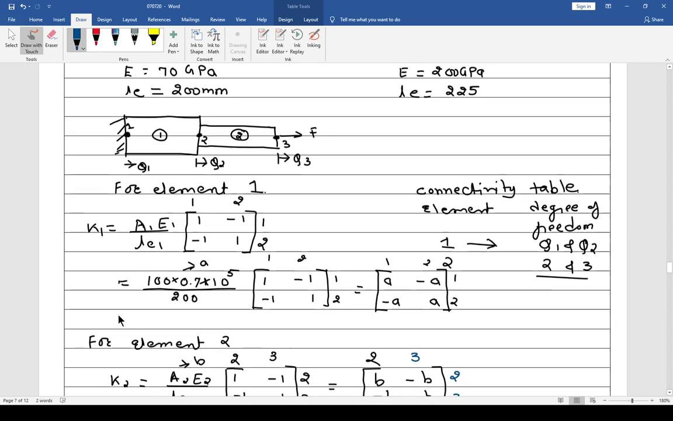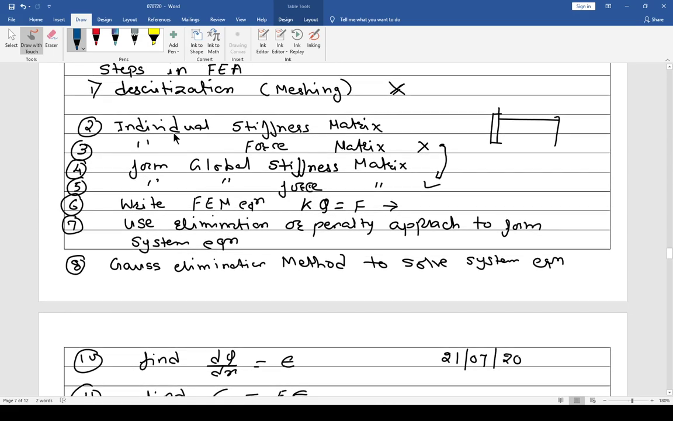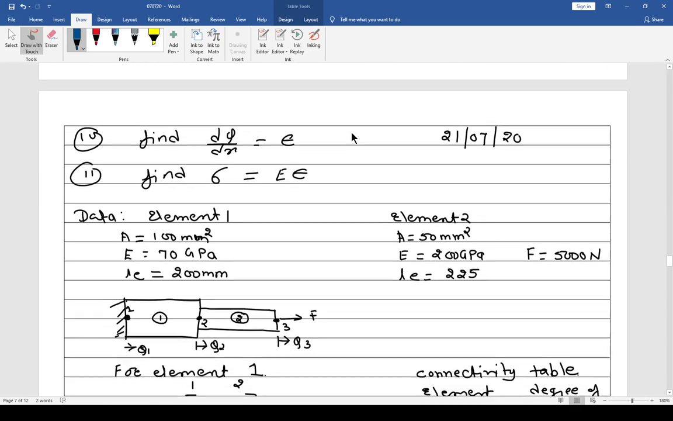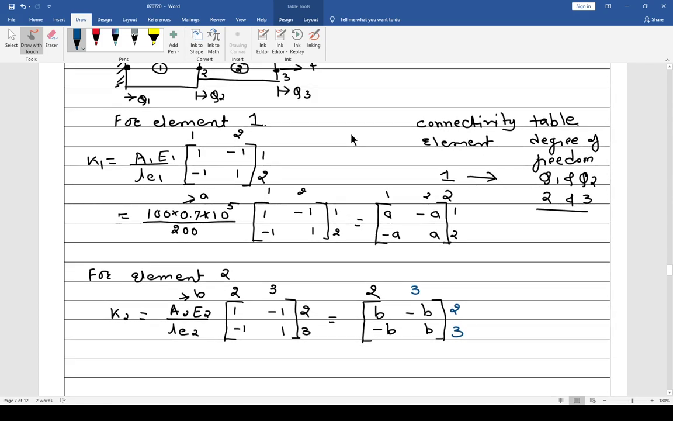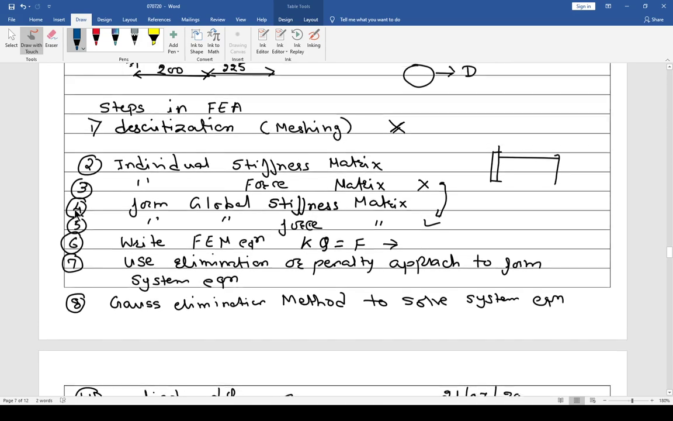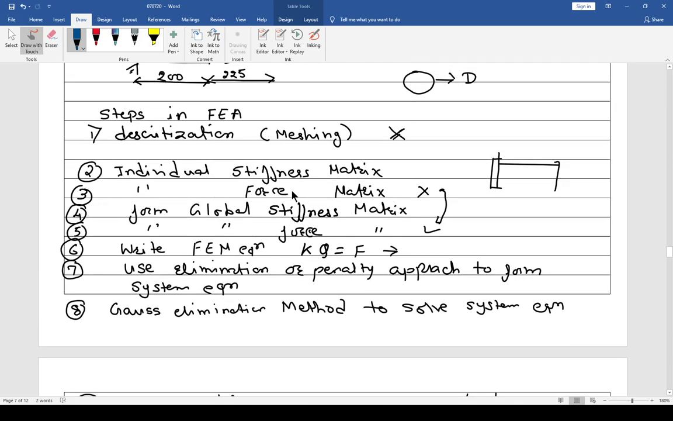Now we are going to follow the steps one by one. First, discretization. Meshing was there already, we don't have to do it. Second, the individual stiffness matrix, which we have done for element 1 and element 2. This is the first step of that solving procedure. Then what is the next step? Individual force matrix. This is rarely required, as if you remember, I could write the FM equation directly and prepare the global force matrix itself.